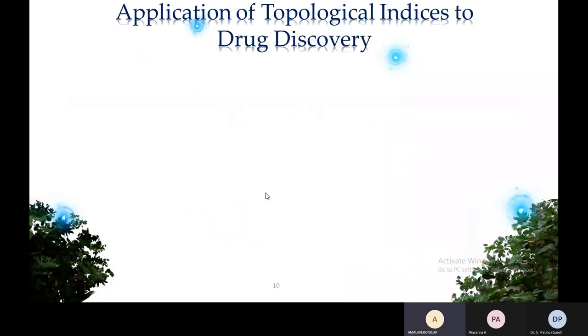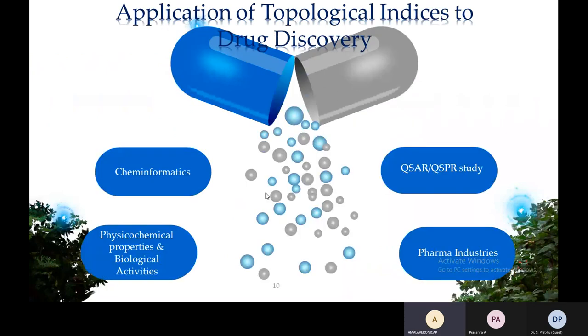Application of topological research to drug discovery. So here in drug discovery, these contents are mandatory in discovering the drug. One is chemical informatics, basic properties like, as I said earlier, boiling point, molar properties, etc. And of course, all these things, once you know, you can put under the QSAR, QSPR study, and finally it will go to the pharma industry in order to discover the drug.